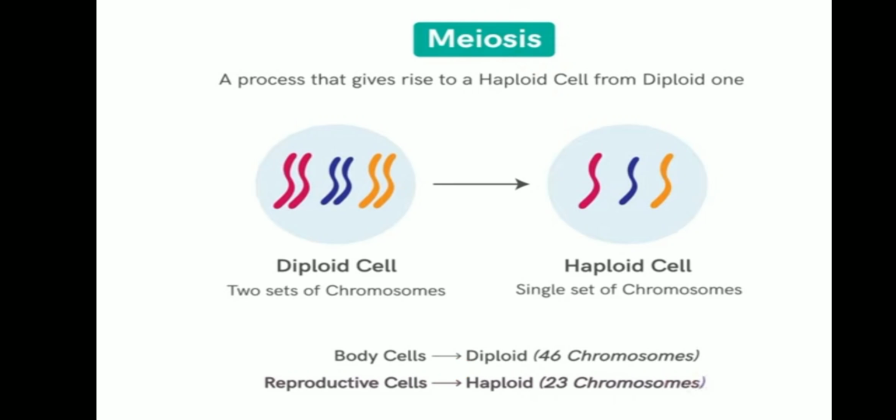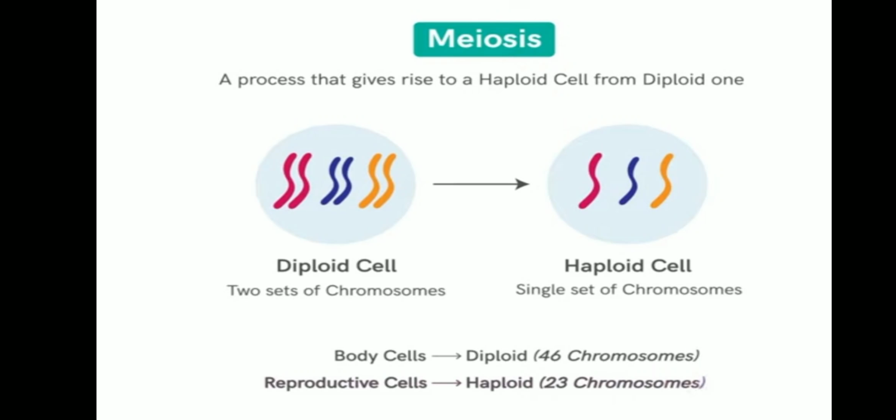The mild difference about this mitosis and meiosis is to be known to you children. The process that gives rise to haploid cell from diploid one is called as meiosis. Haploid cell is what? Single set of chromosome, that is 23 chromosomes will be present. Naturally all the body cells will have 46 number of chromosomes. That's what we say it is diploid cell. So all the body cells will have diploid number of chromosomes. How many number of chromosomes will be there? 46 number of chromosomes will be there in all the body cells.